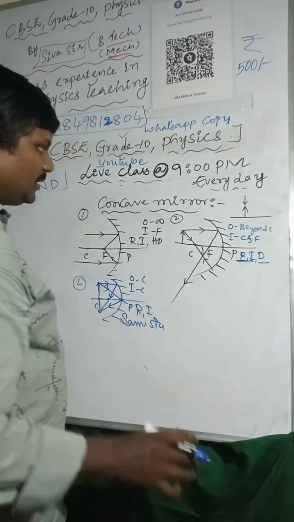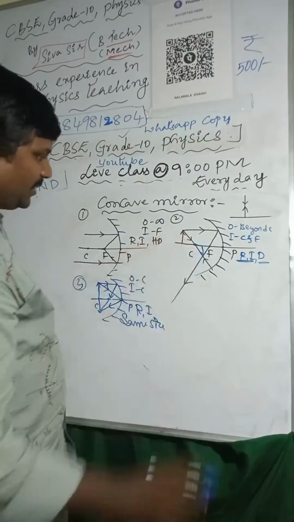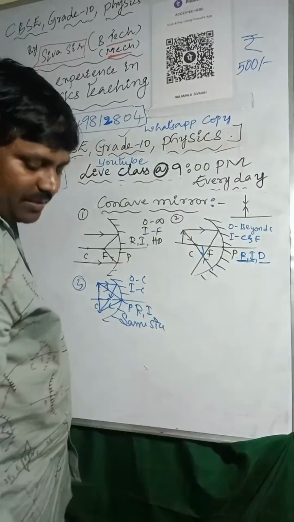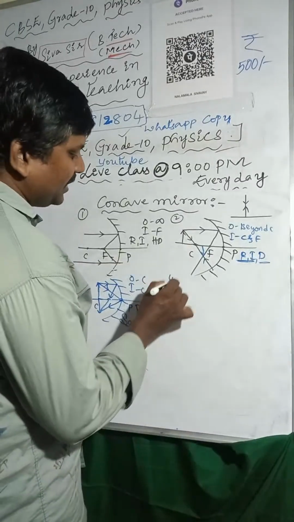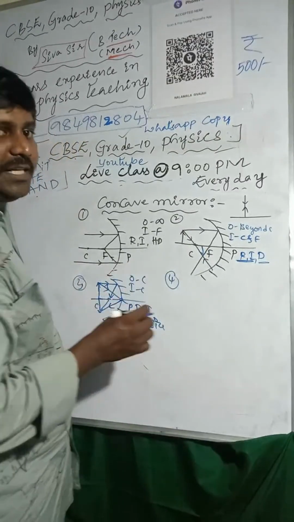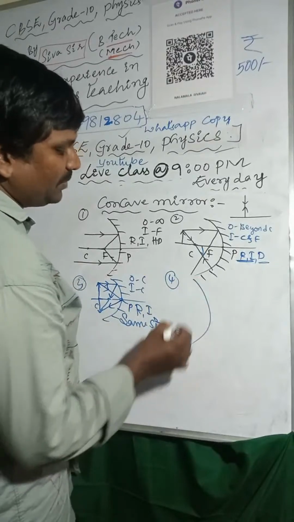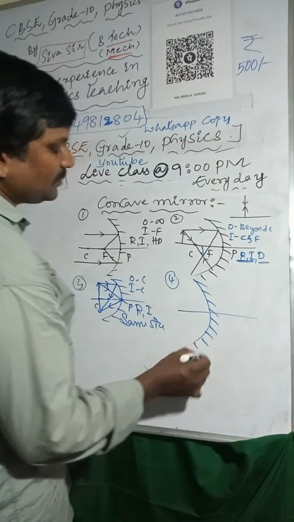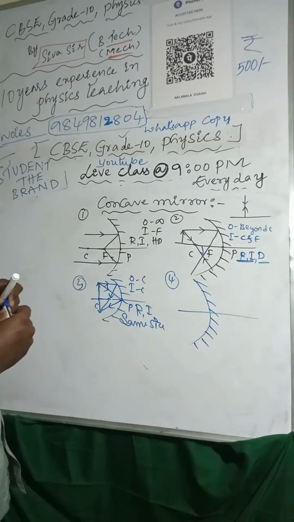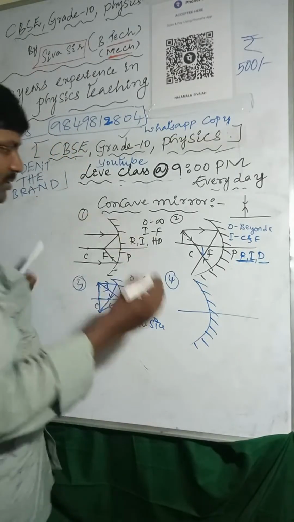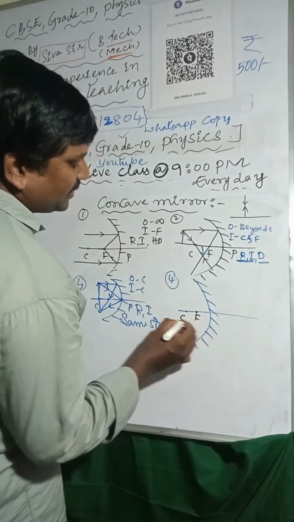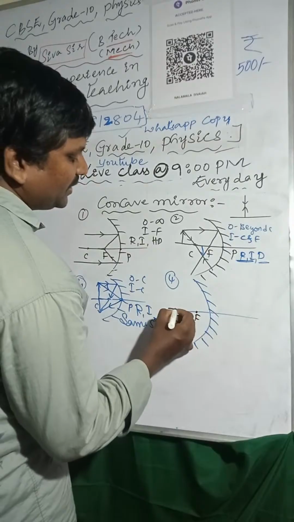And coming to the fourth one, the fourth image formation. I'm taking one more image formation. I'm considering like this. If the object is placed, here are the focus and center of curvature, so I'm considering the object here.